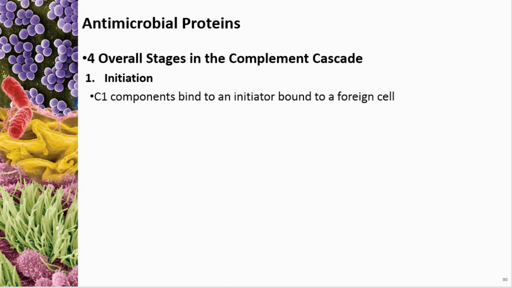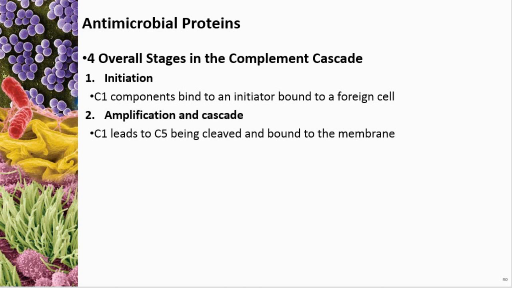So when C1, which is one of the complement proteins, I'll show you a picture of that a little bit later, but you can cheat and look at figure 12.12 in your book. C1 is one of the complement proteins that binds to a foreign cell. And that leads to step 2, which is called amplification and cascade. So in this, C1 causes C5 to be produced and causes it to break apart from this complex of C4, C2, and C3 and bind to the membrane of the bacterium.